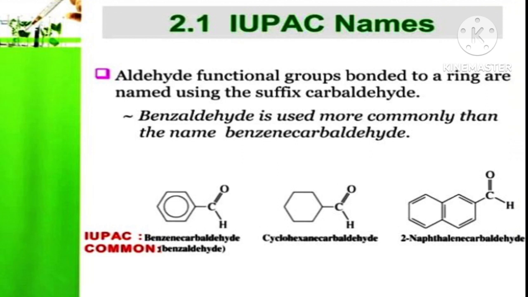2.1 IUPAC names. Aldehyde functional groups bonded to a ring are named using the suffix carbaldehyde. Benzaldehyde is used more commonly than the name benzene carbaldehyde. IUPAC names: benzene carbaldehyde, cyclohexane carbaldehyde, 2-naphthalene carbaldehyde. Common name: benzaldehyde.